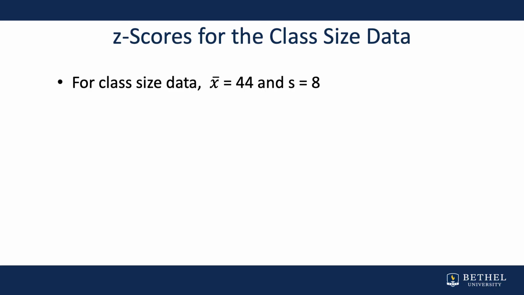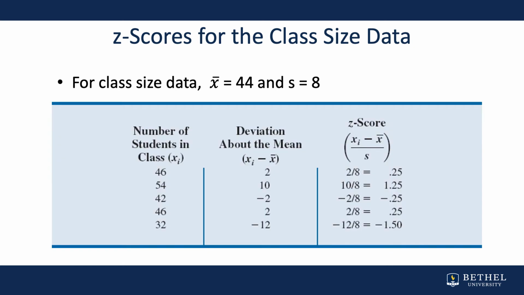So now what we want to do is figure out what the z-scores for each one of these would be. The mean would be equal to 44, and the standard deviation would be 8. As you look at the chart, these are the z-scores for the class size data that we've been working with so far. As you look at that chart, you see that 46 has a z-score of 0.25.